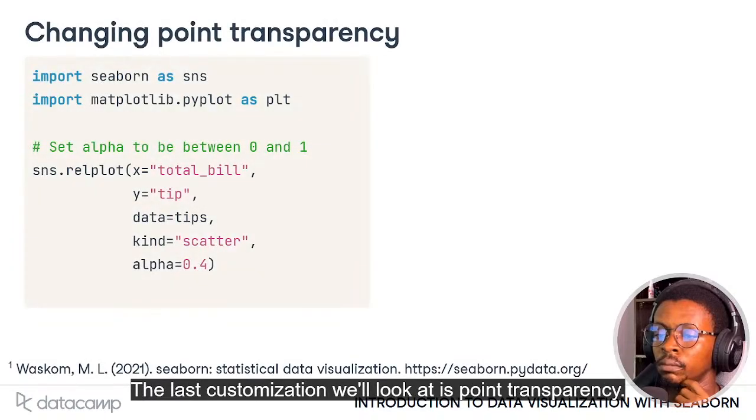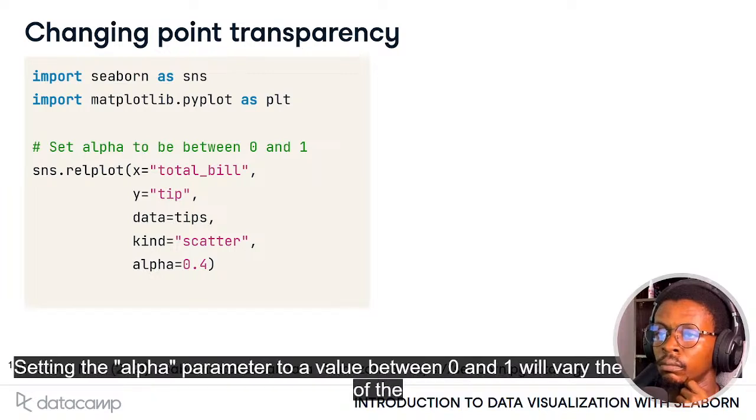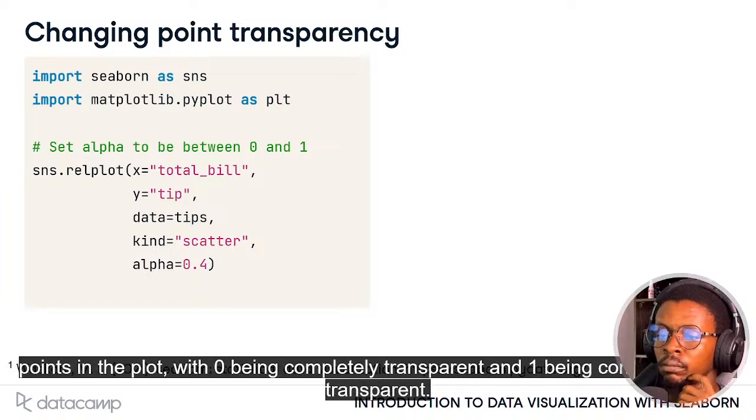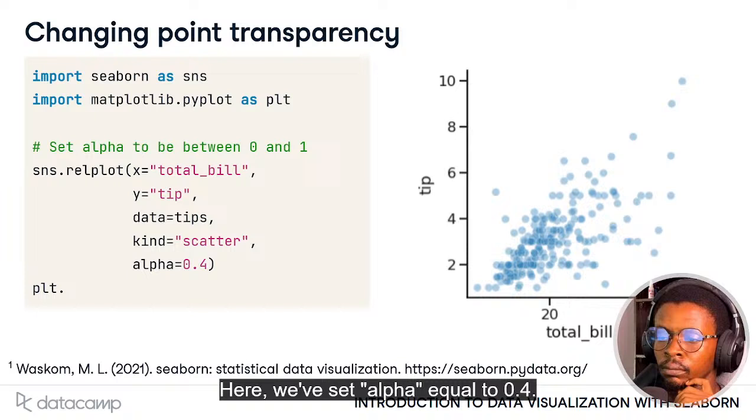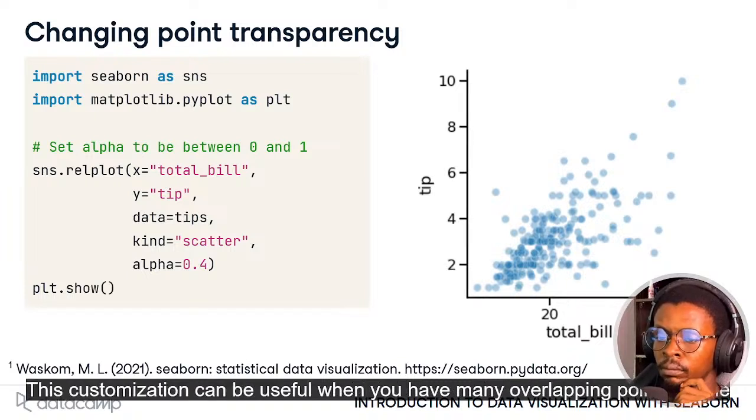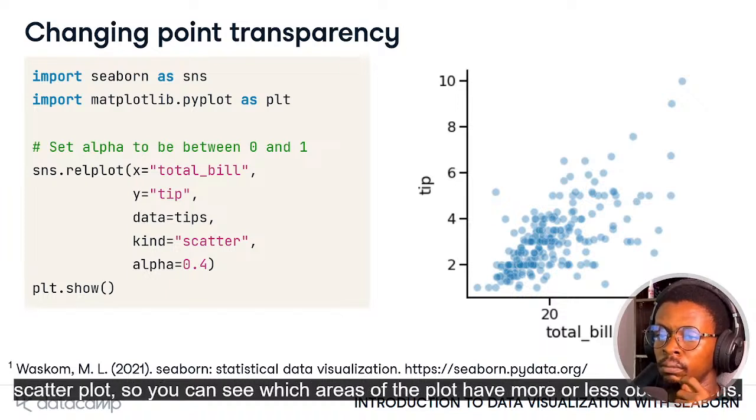The last customization we'll look at is point transparency. Setting the alpha parameter to a value between 0 and 1 will vary the transparency of the points in the plot, with 0 being completely transparent and 1 being completely non-transparent. Here, we've set alpha equal to 0.4. This customization can be useful when you have many overlapping points on the scatter plot, so you can see which areas of the plot have more or fewer observations.